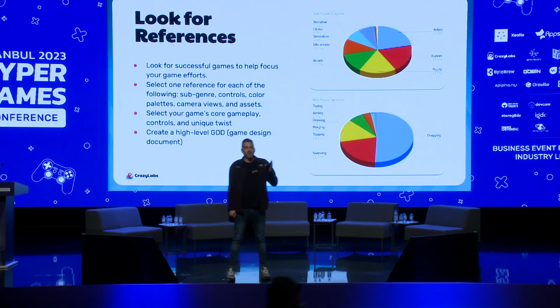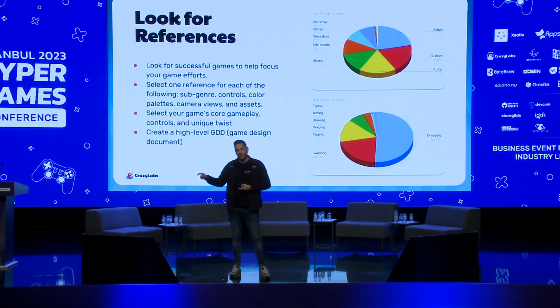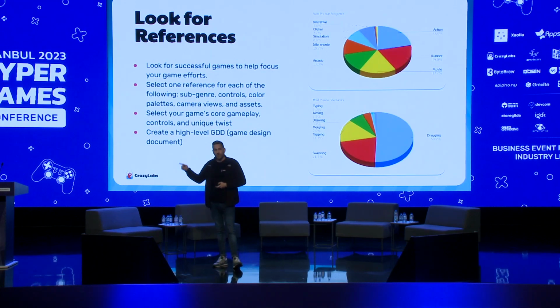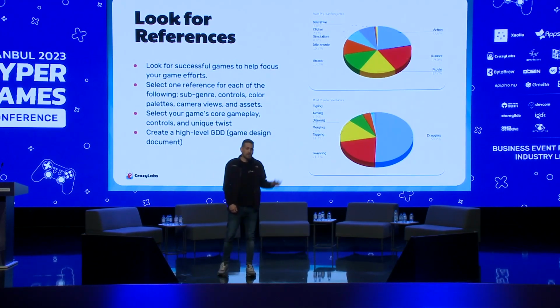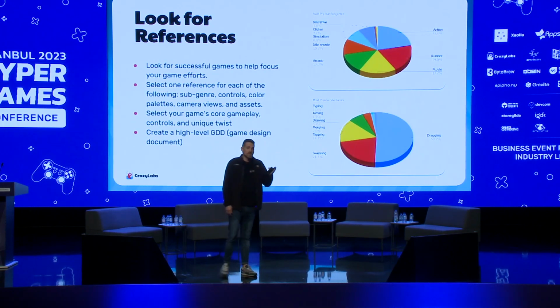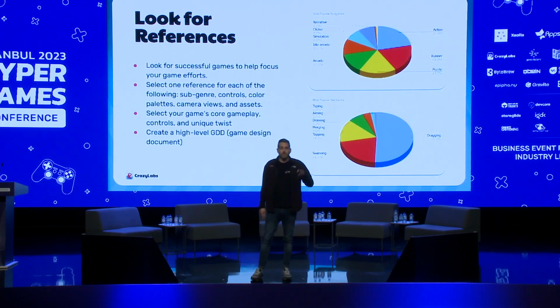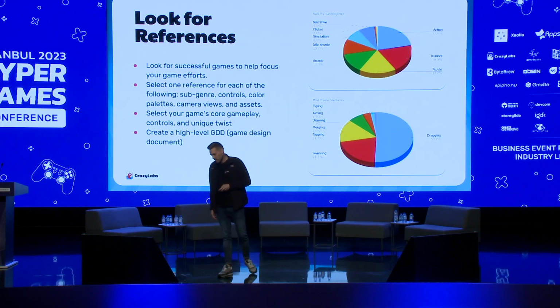Now, when I'm saying a reference game, I'm not speaking about taking one game and making a clone. I'm speaking about choosing each part of your core gameplay and taking a reference for it. So you should have a reference for the camera view, for the asset, for the color palette, for the subgenre, for control. For each part of your core, you should pretty much have a reference. Some of the time, yeah, you can reinvent the wheel and have something super innovative that you don't have a reference for. But from my experience, 99% of the time, you will definitely have a reference game.